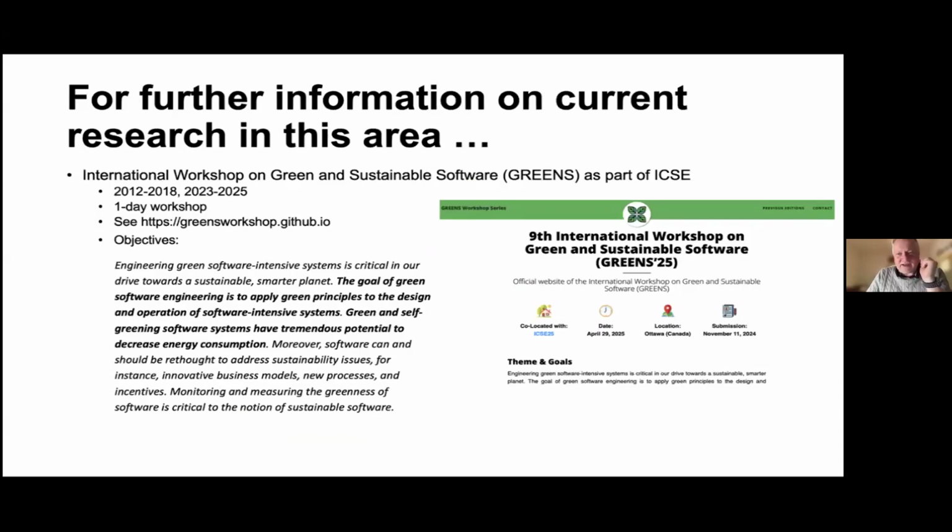And if you're interested in the current state here, there is a workshop series, and the interesting thing is it was between 12 and 18, the International Workshop on Green and Sustainable Software, as part of the main conference in software engineering, the ICSE conference series. But then people were not interested in that anymore for 5 years, but now since 2023 they restarted that, with the goal of green software engineering, applying green principles to the design and the operation of software.